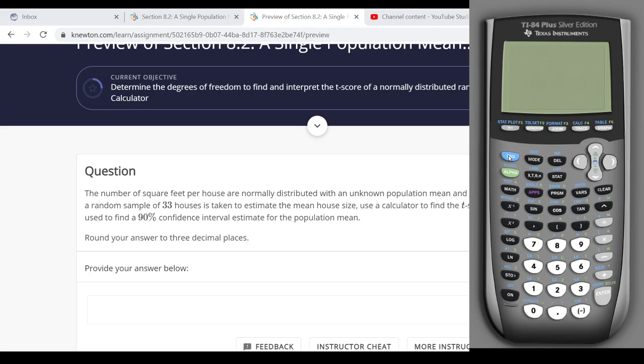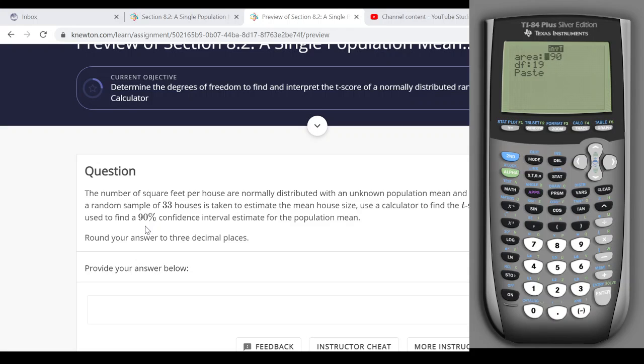All right, so remember, I go second, distributions, and down to number 4, inverse t. This area it's asking for is the area to the left of the t-score that I want. Now, the confidence level is 90%. Right, so that means there's 90% under the curve between the upper value of the confidence interval and the lower value. Now, if there's 90% between, that means there's 10% left, right?